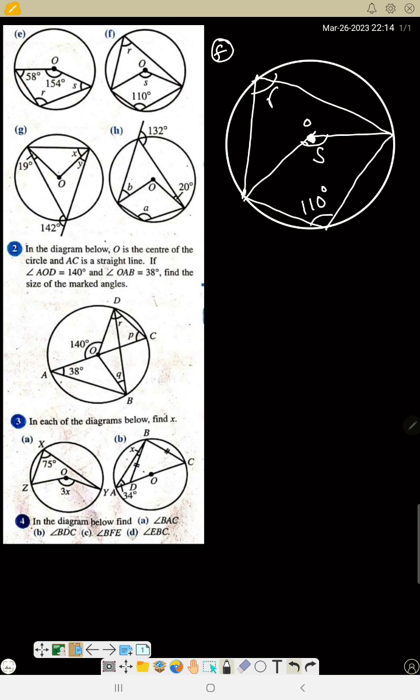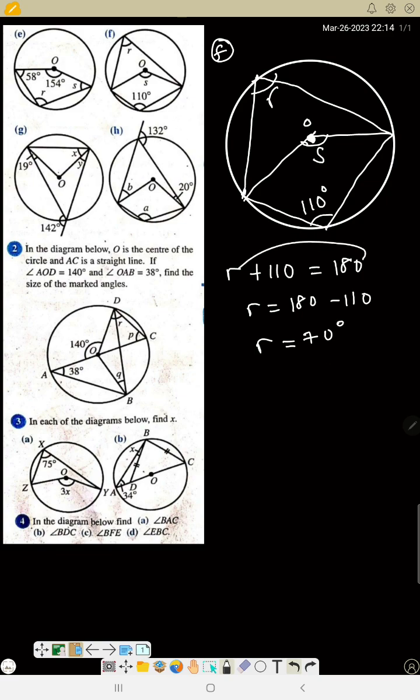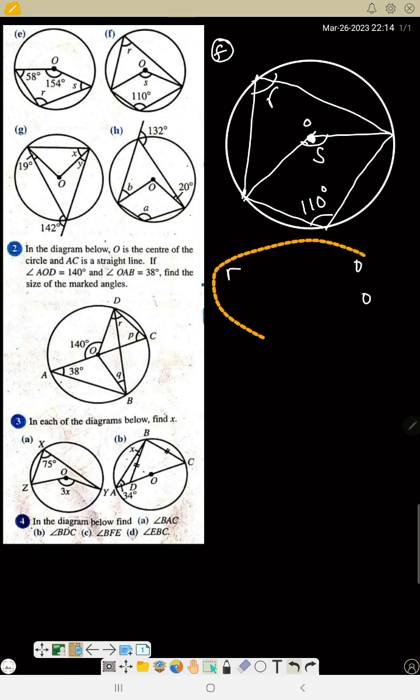So we have cyclic quadrilateral here, but I have not done cyclic because opposite angle of cyclic quadrilateral is 180. So that is R plus 110 should be equals to 180. So that R will be 180 minus 110. So R will be equals to 70. But I'm not using cyclic quadrilateral because the theorem we are doing now is angle which an arc make at the center is twice angle which the same arc make at the circumference.